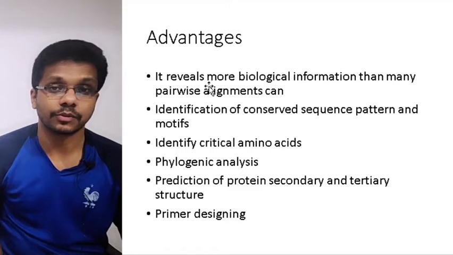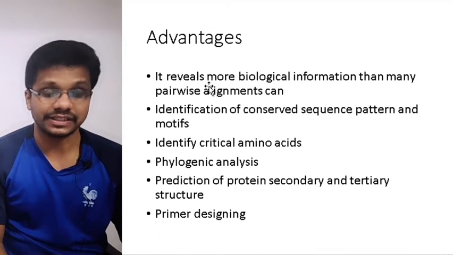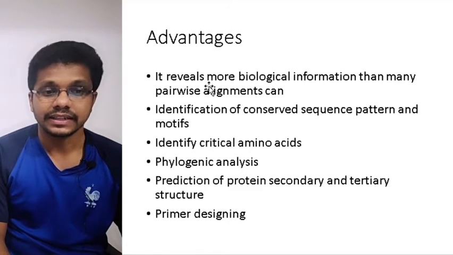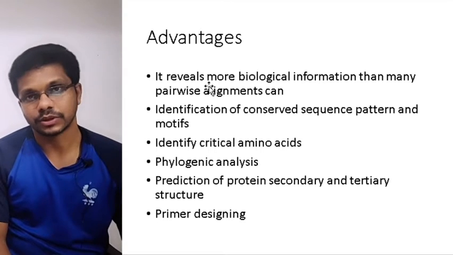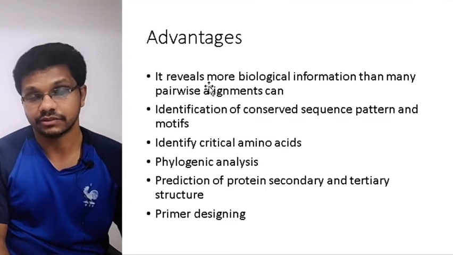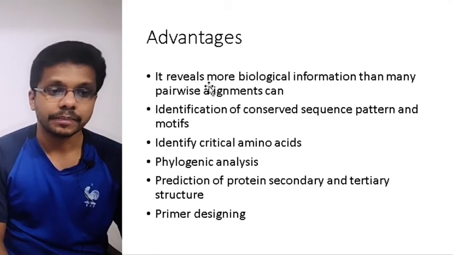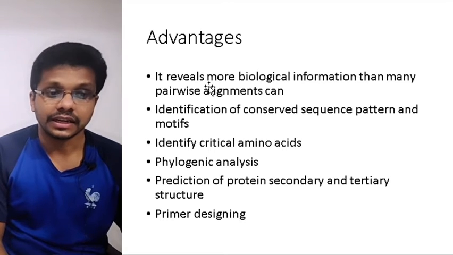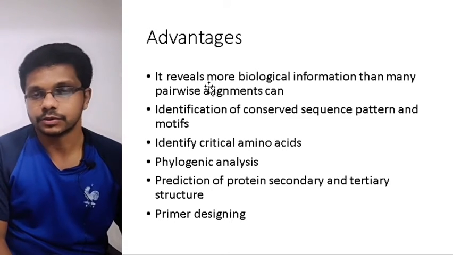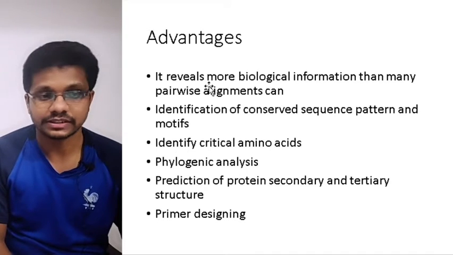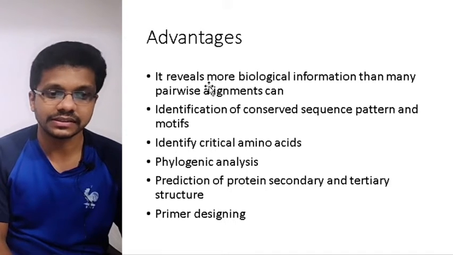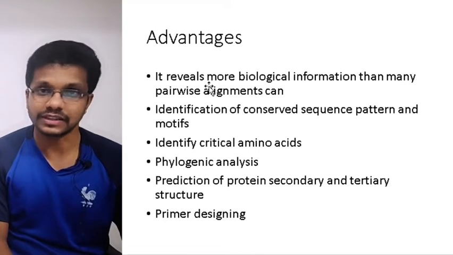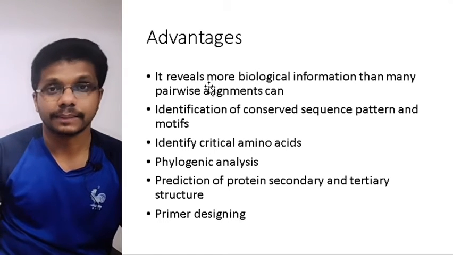There are different advantages for multiple sequence alignment when comparing it with pairwise alignment. It reveals more biological information related to evolution than the pairwise alignment. It identifies the conserved sequences, which is especially important for the promoter region, the functioning of genes and the protein structure. It identifies critical amino acids, which are essential for catalysis or binding. It's used in phylogenetic analysis to study the relatedness between protein sequences and nucleotide sequences. It helps to predict secondary structure, tertiary structure, as well as the function of the protein. And it is used for primer design.